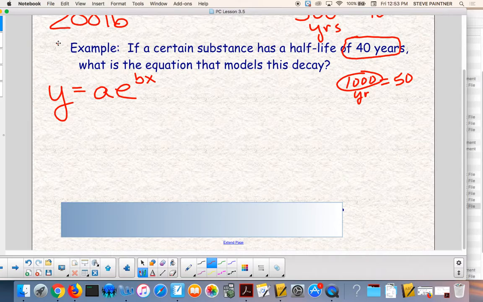40 years go by, right? So what is left after 40 years? Half of what you started with. What did you start with? Start with that number, right? But what did you start with?